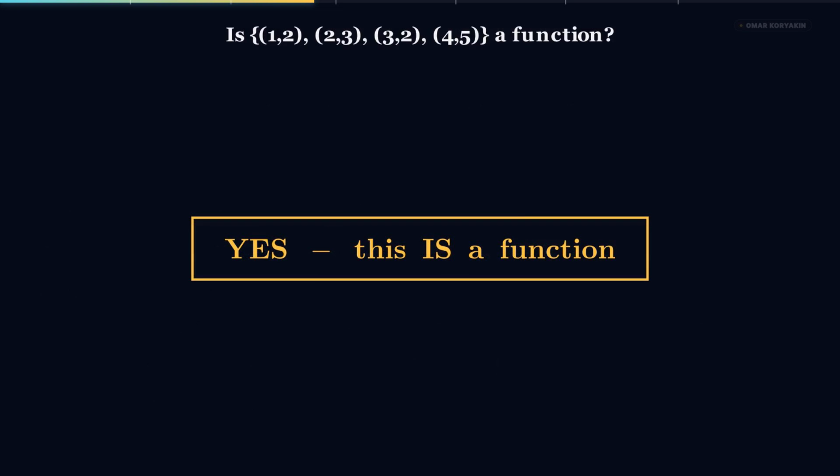The big lesson from this example is the input uniqueness check. Look at the input column or the first coordinates of the pairs and confirm that no input value appears twice. If all inputs are distinct, the relation is a function. The output column does not matter for this check. Outputs can repeat freely without affecting function status. This is the simplest and most reliable test for whether a small finite ordered pair list represents a function.